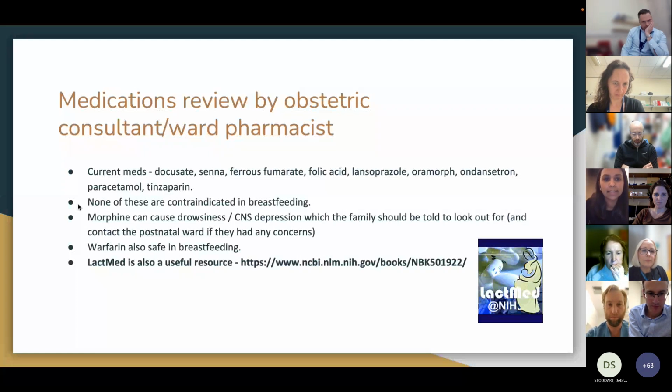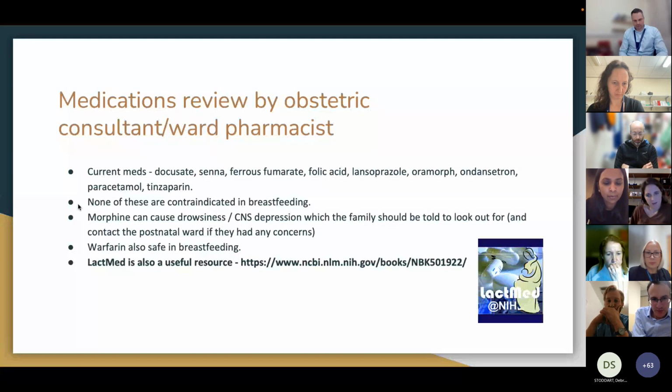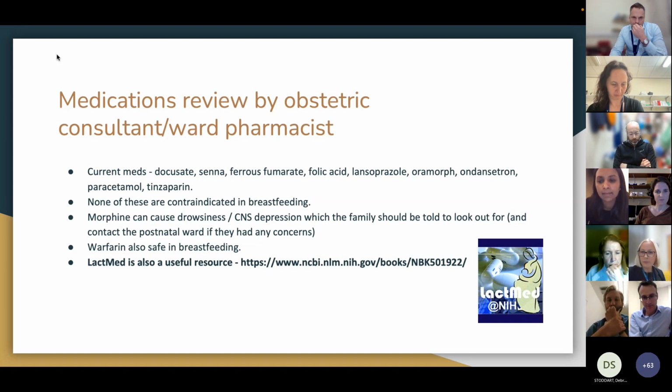First of all, she had a medications review by the obstetric consultant, supported by the ward pharmacist, and essentially all of the post-op medications were reviewed, and none of them were contraindicated in breastfeeding. There was some education around the potential effects of morphine and what the family should look out for. We reassured her that warfarin was safe in breastfeeding, and there was a useful resource that we left for the surgical nurse practitioners and the surgical junior doctors to double check any medications against, if they had any concerns and needed to give her analgesia or antiemetics post-op.